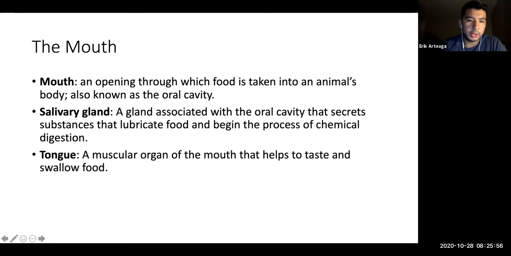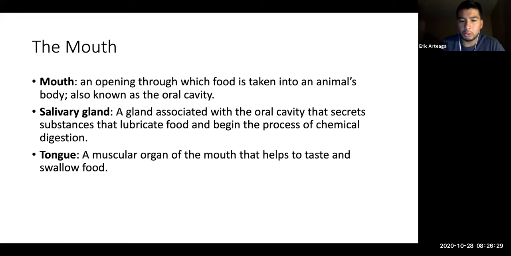All right, the mouth. So an opening through which food is taken into an animal's body, also known as the oral cavity. A salivary gland, so a gland associated with the oral cavity that secretes substances that lubricate food and begin the process of chemical digestion. So remember, amylase is that enzyme that breaks down starch. So starch is a polymer of glucose, and amylase can be found in the salivary gland, or it can be found in saliva.